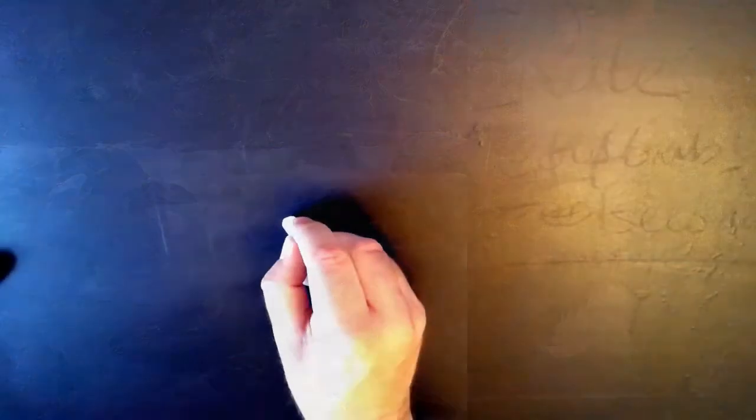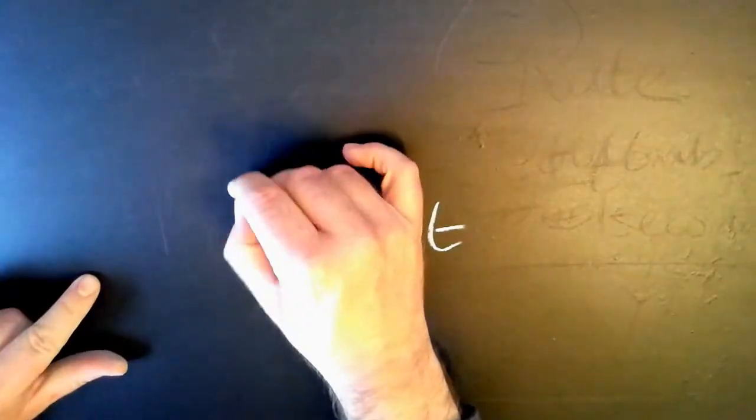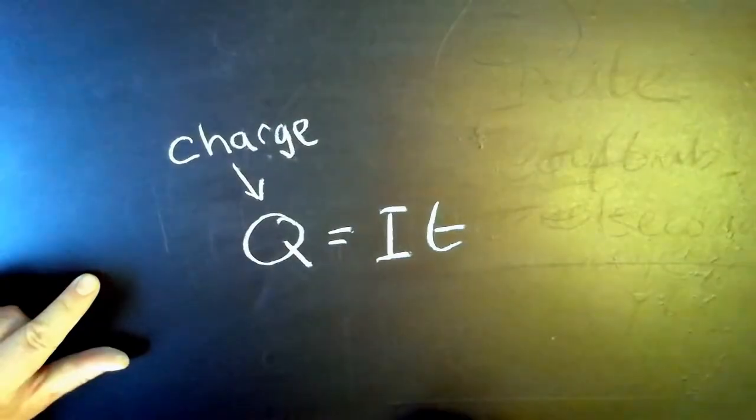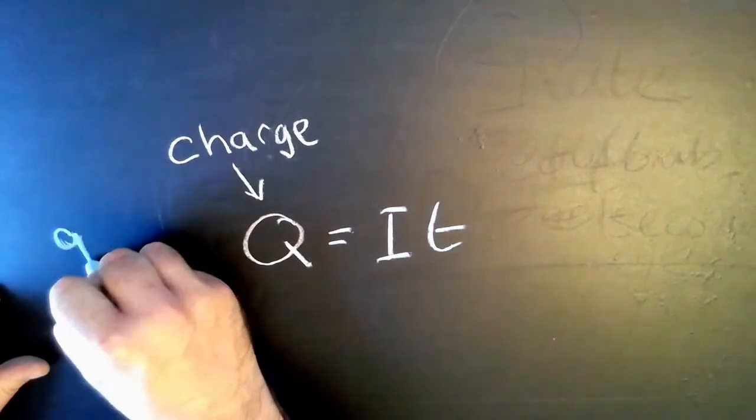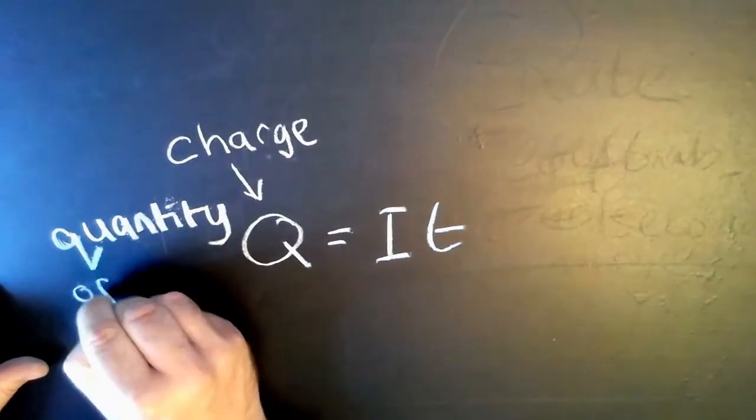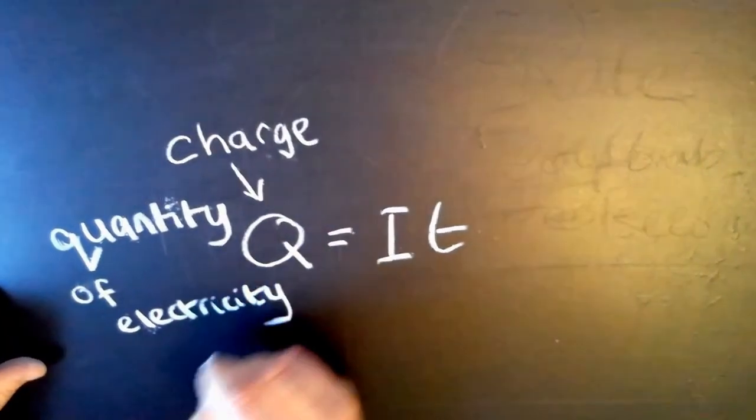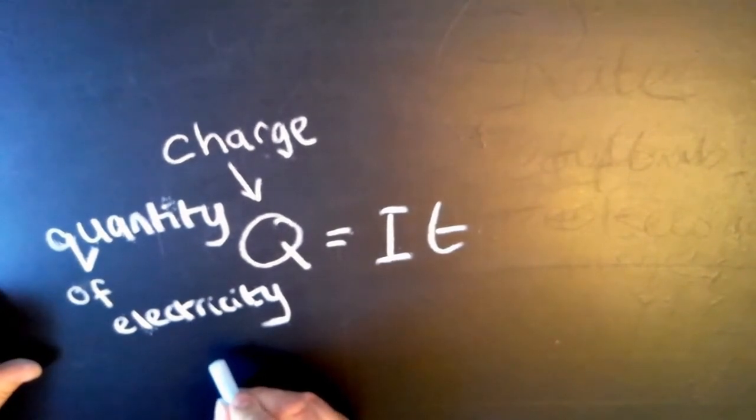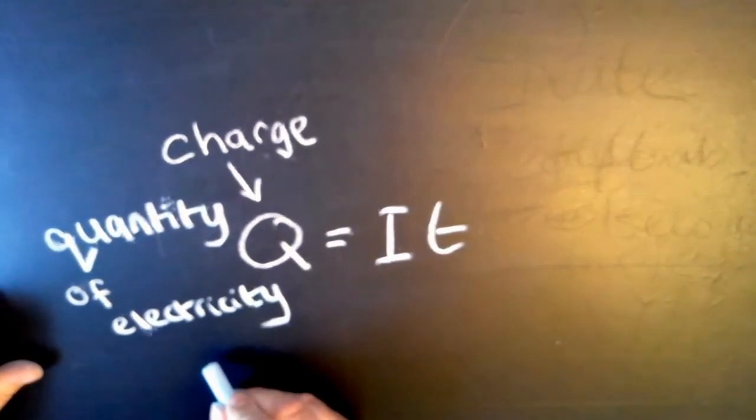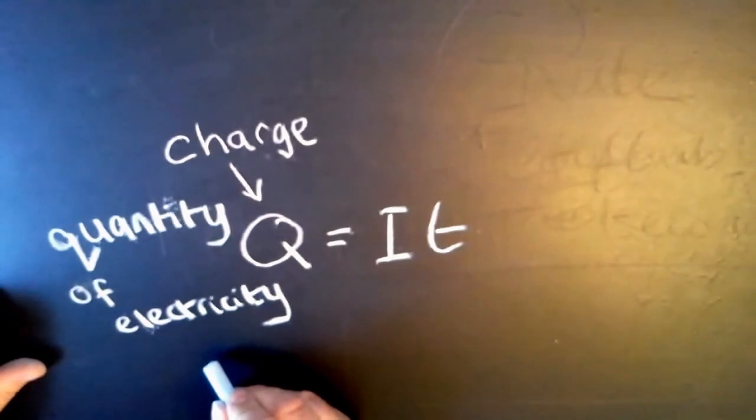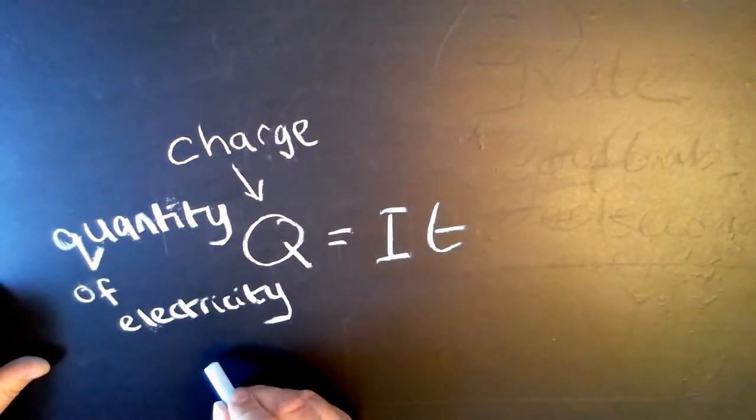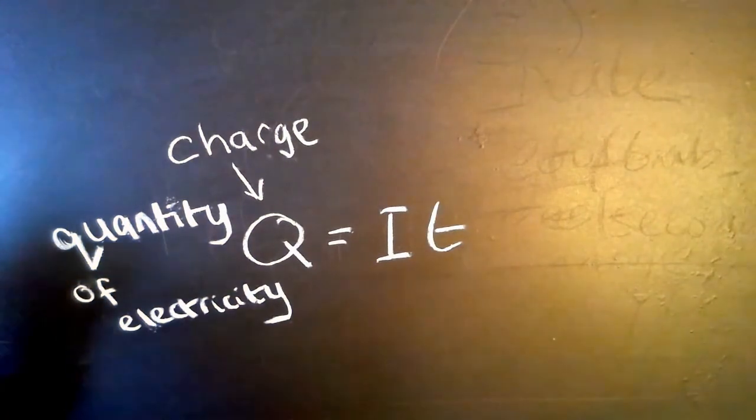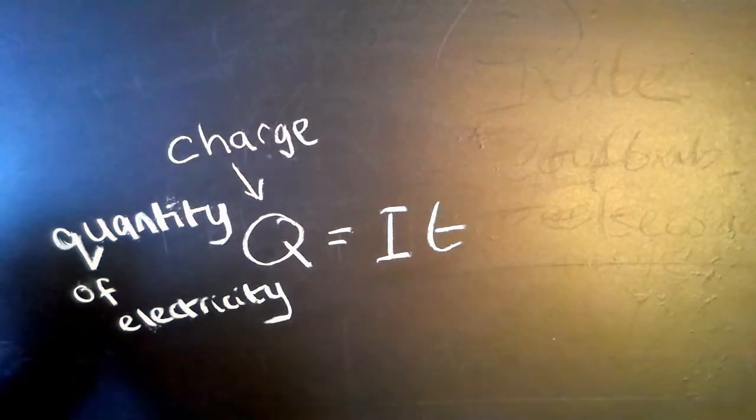Here's today's new equation. Q equals IT. Q represents charge. Why is it a Q and not a big C? Well, the Q comes from the original name for charge, which was quantity of electricity. If you think of it in this way, it makes perfect sense, because if something's got a lot of electricity, it might have a lot of charge associated with it. So that's where it comes from.